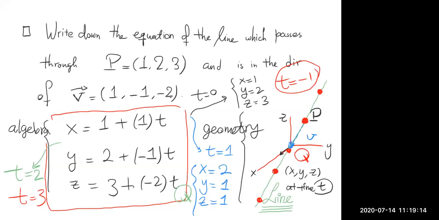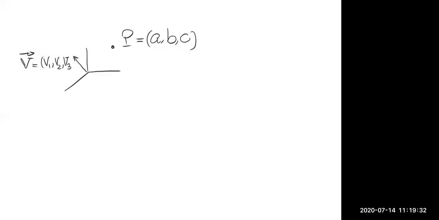Okay, let me write down the equation again. We have a point P with coordinates A, B, C, and a vector V with coordinates V1, V2, V3. We want the line which passes through P and is in the direction of V. We should move this vector V to P, so it would be like that. I want to find the equation of the line which passes through P and is in direction of V. It's something like this, right?